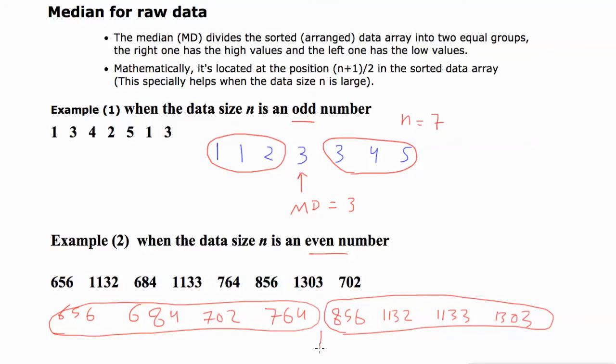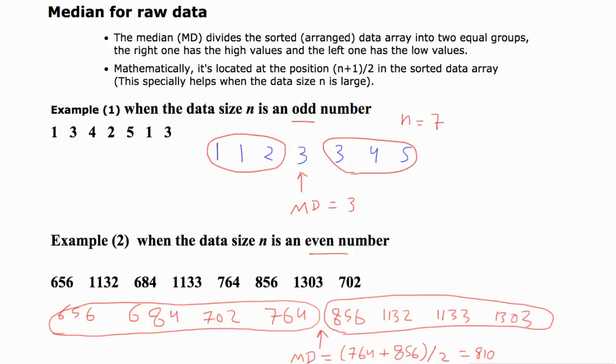And the question now is, where is the median? The median should be in the middle. Well, I don't have anything left over after these 2 groups. So the median will come from the average of these 2 values, the 764 and the 856. You just get the average of 764 plus 856, and then you divide the result by 2. So the average in this case will be the median, which is 810.